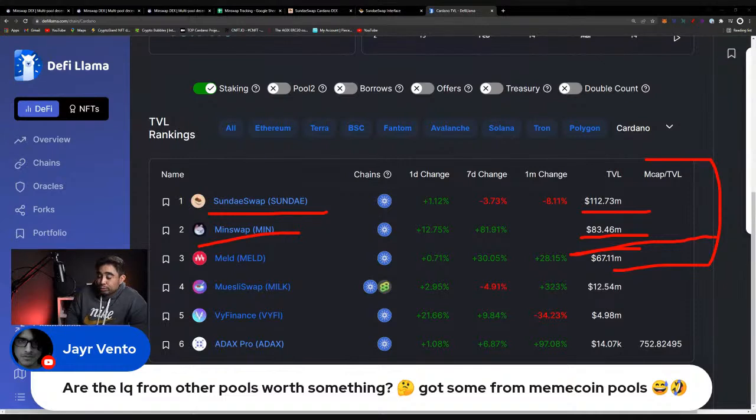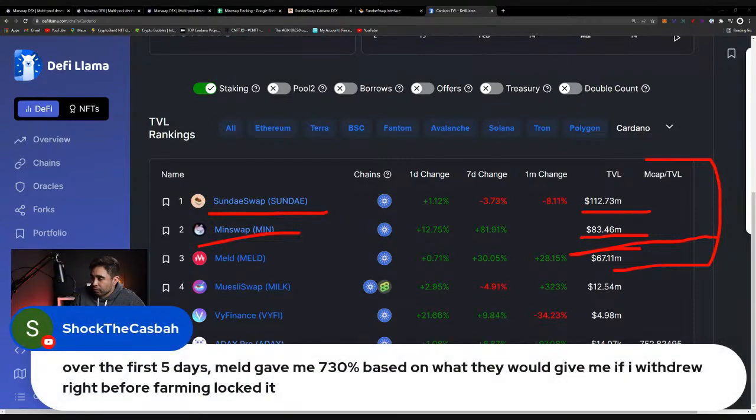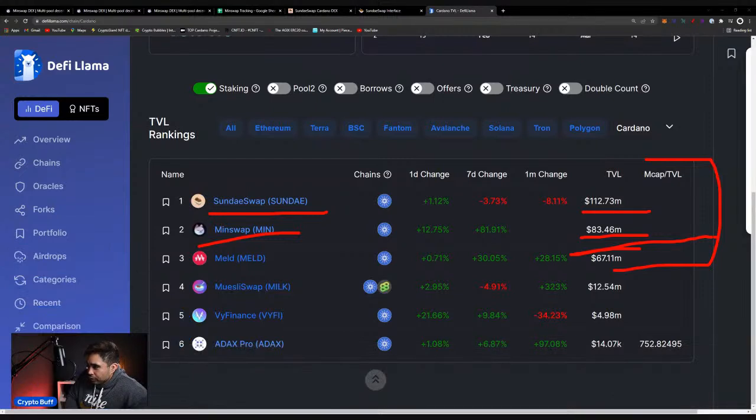Are the LQ from other pools worth something? Got some from meme coin pools. LQ from other pools, I'm not sure I understand how. I don't know how you would get LQ tokens from another meme coin pool, unless I'm missing something. Over the first 5 days, Meld gave me 730%. I'm not sure what you're trying to say there.